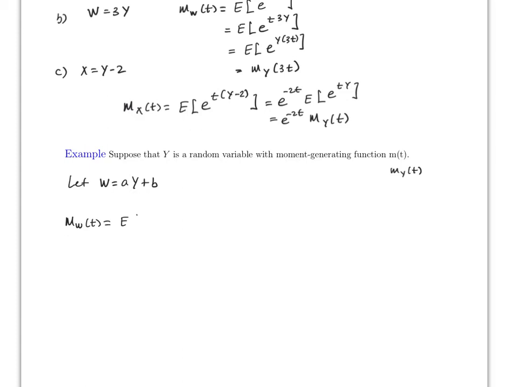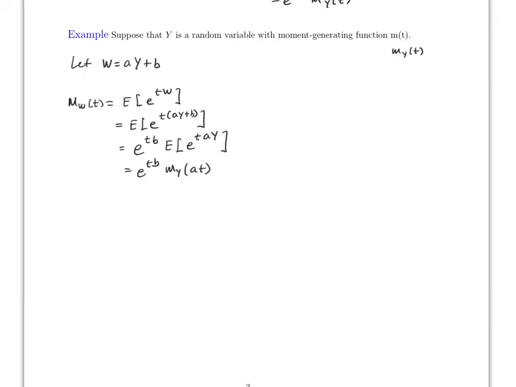So again, by definition, it should be the expected value of e to the tw, which will be e to the t times a y plus b, which you can see will be e to the tb. You can take that out because b is a constant, and then it will be the expected value of e to the t a y, but by definition of the moment generating function of y, this will just be m of y evaluated at at.